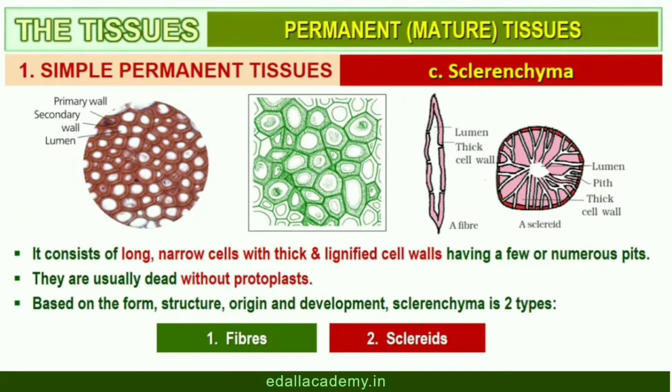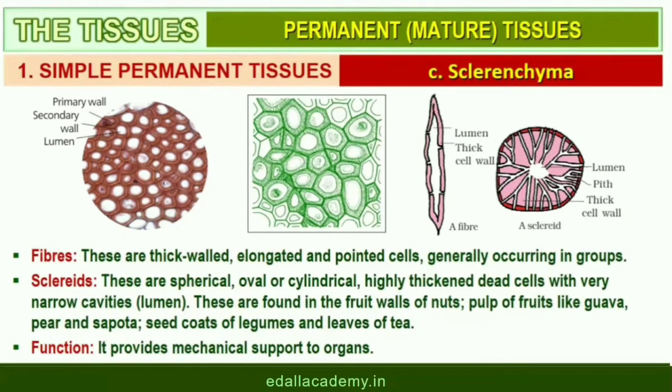On the basis of variation in form, structure, origin and development, sclerenchyma may be either fibers or sclerids. The fibers are thick-walled, elongated and pointed cells, generally occurring in groups, in various parts of the plant. The sclerids are spherical, oval or cylindrical, highly thickened dead cells with very narrow cavities, the lumen.